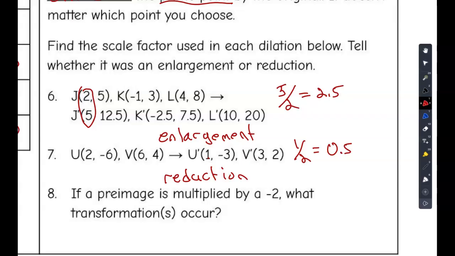Now, number 8, it says if the preimage is multiplied by a -2, what transforms? So this is kind of sort of outside the realm of the standards, but technically what happens is if it's negative, not only does it reduce or enlarge, but it also rotates. But again, outside the standard. So, but this worksheet was pretty good for everything else. So that's pretty much it.